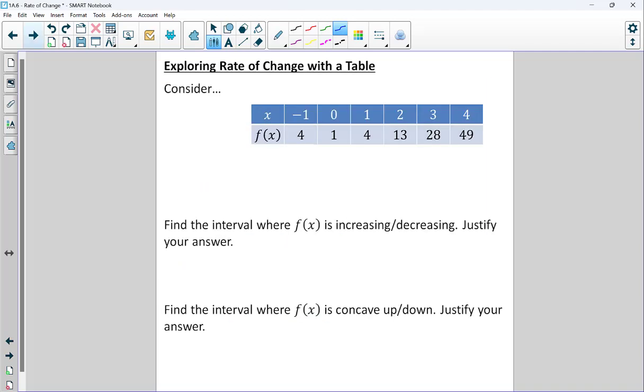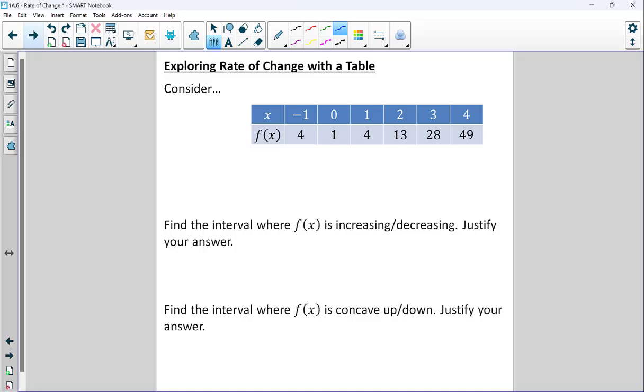All right. So we just went through some graphical representations of rate of change. Now let's focus on tabular or numerical representations of rate of change. Now, what we have here is a table of values. I want to know where the function is increasing and decreasing. I want to know where the function is concave up, concave down.